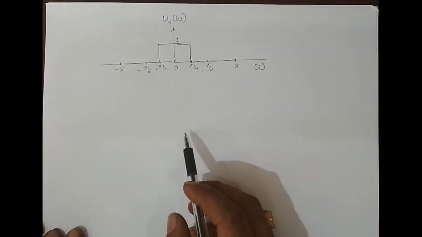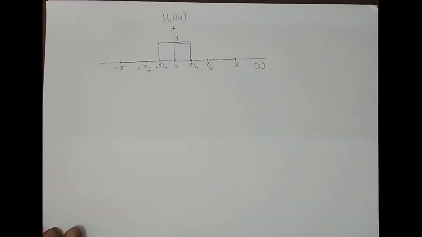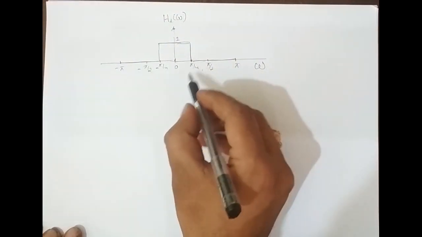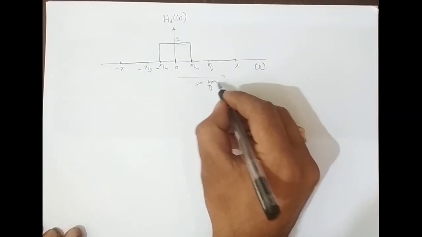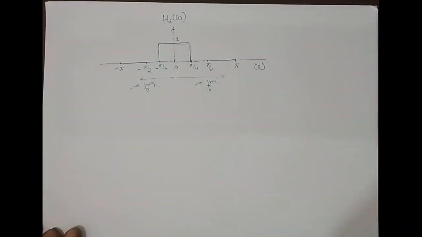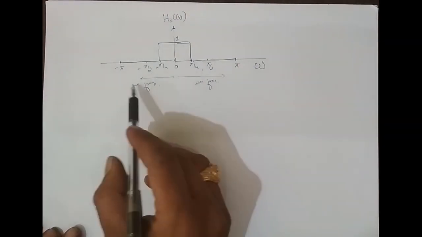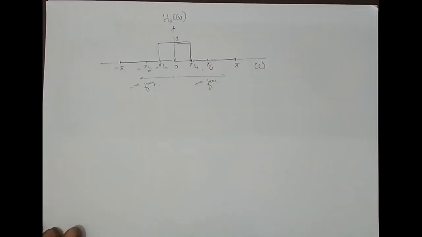Okay, so this is how Hd of omega looks like. From here it is positive frequency, and below 0 this is negative frequency. Practically speaking, only positive frequency exists, negative frequency does not exist, right? So just to compensate with the formula, we are taking both the positive side as well as the negative side.